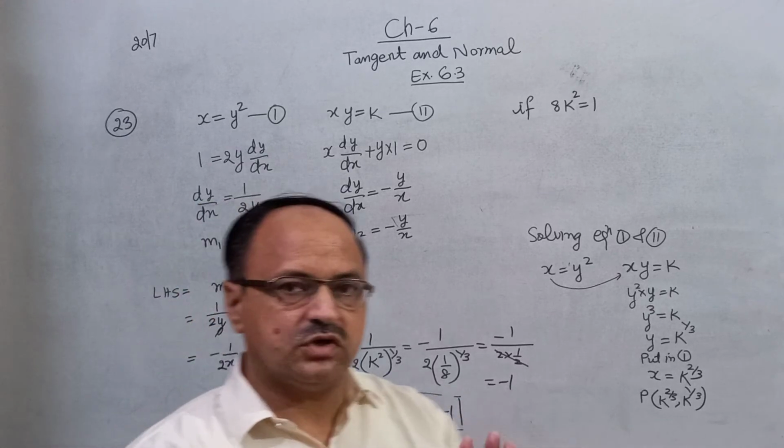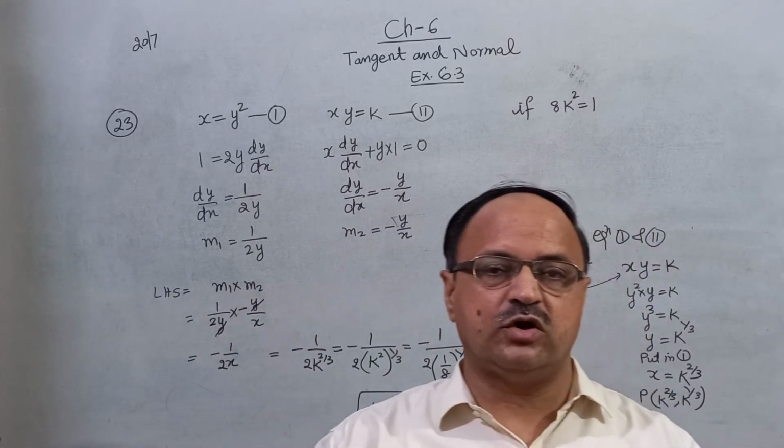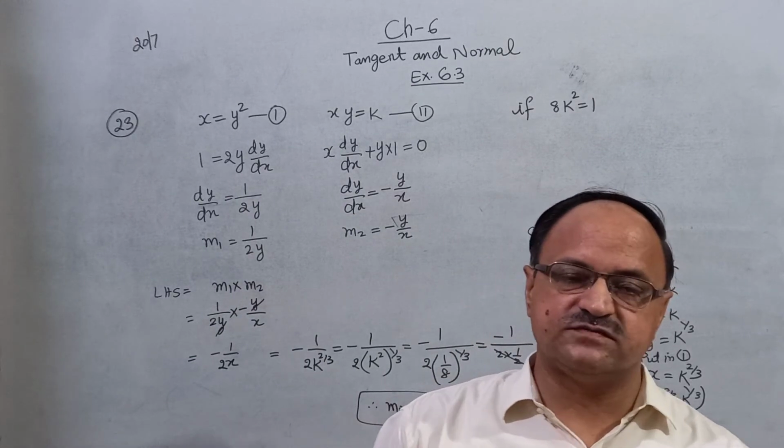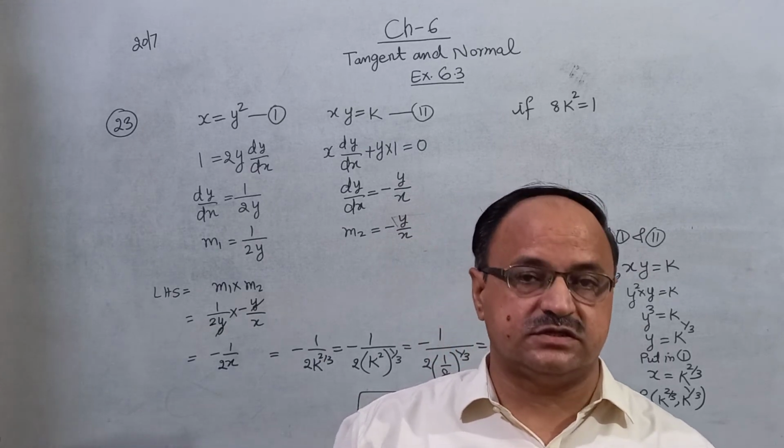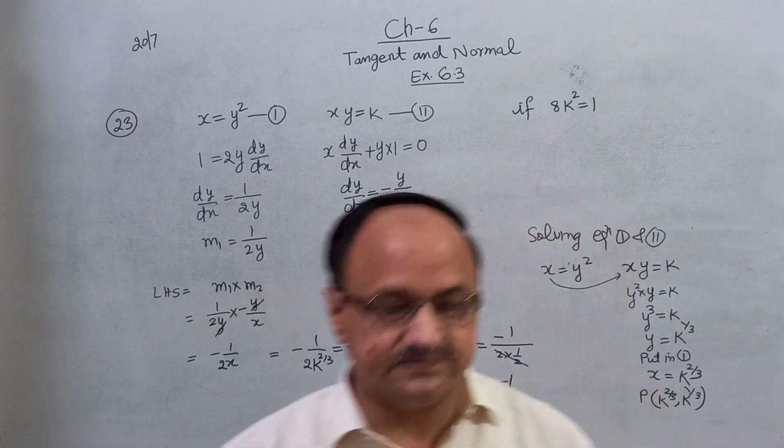If the product of both slopes is equal to minus 1, it means both the tangents are perpendicular to each other. Hence proved. Clear?